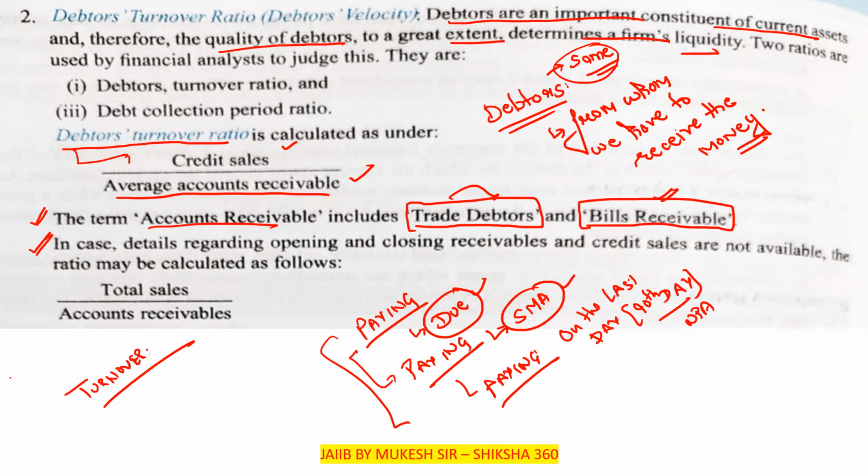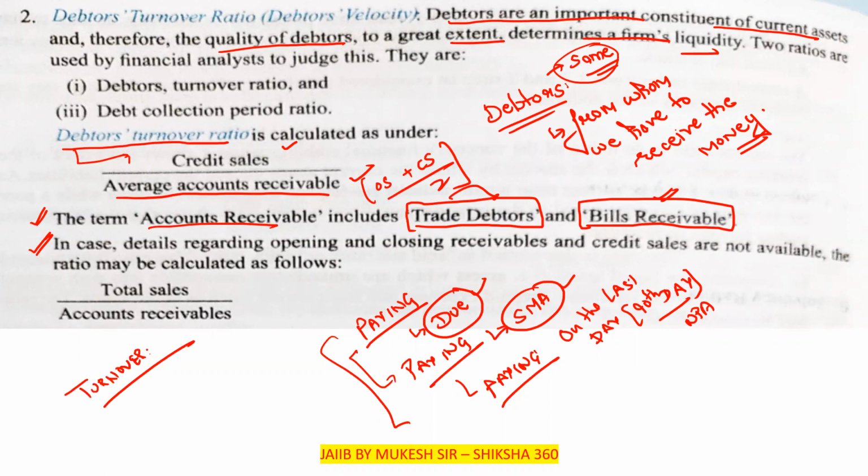In case details regarding opening and closing receivables, that is at the start and at the end, and credit sales are not available, like for the average we can calculate opening plus closing and divide, so in this way we calculate the average. If these details are not available in our hands, the ratio may be calculated as follows.